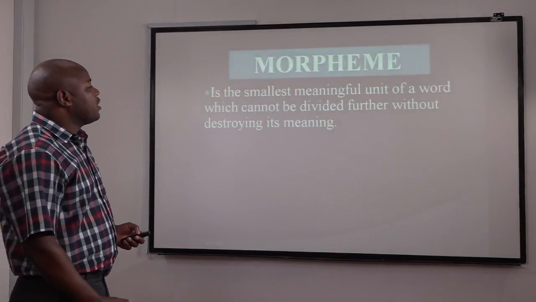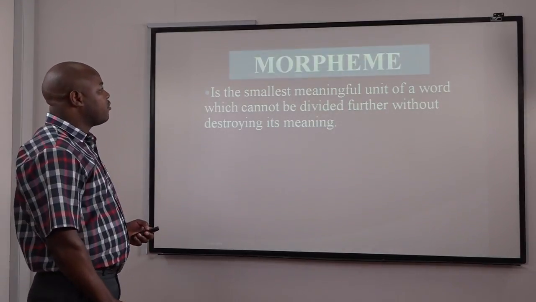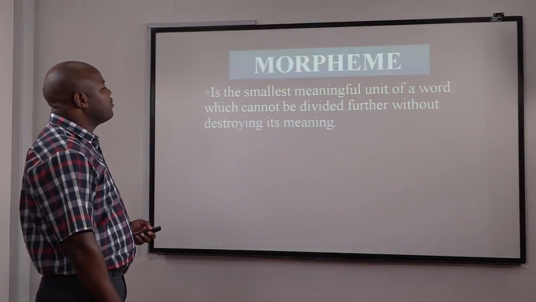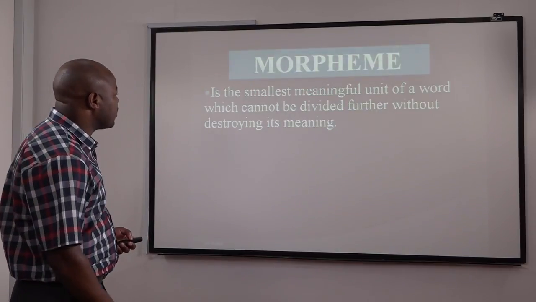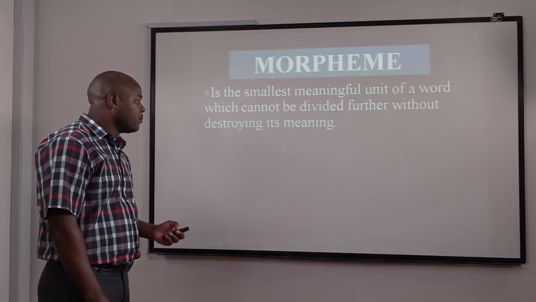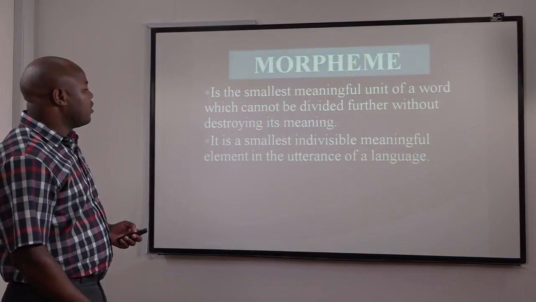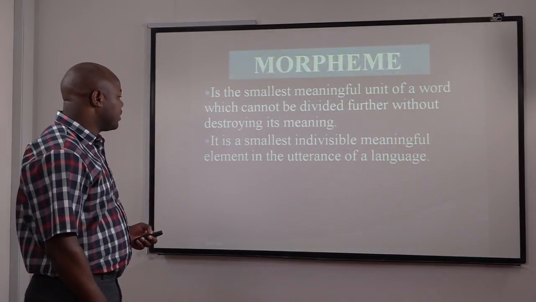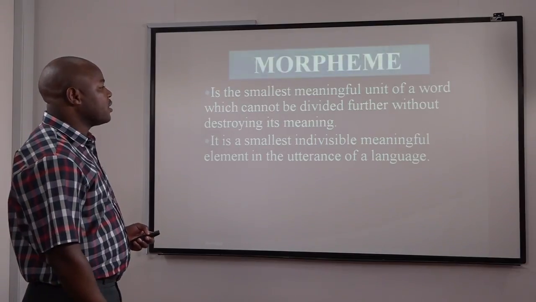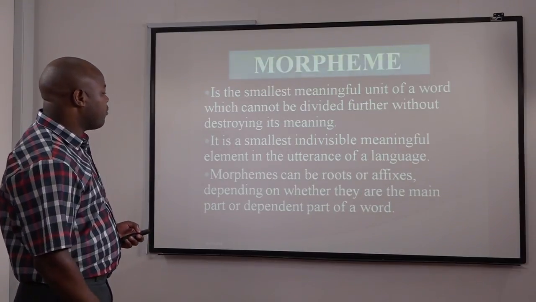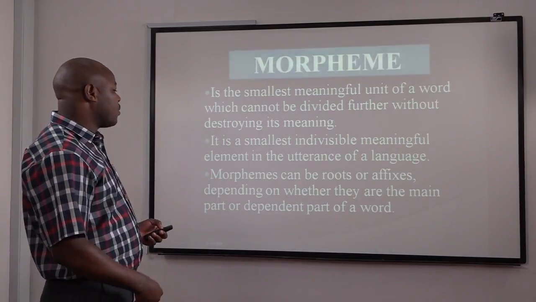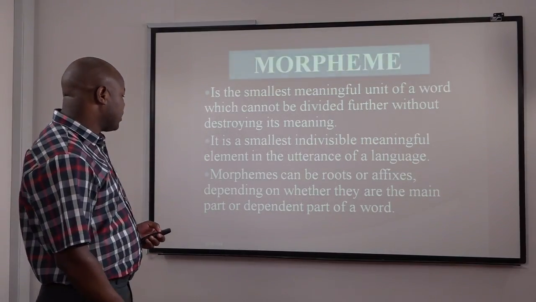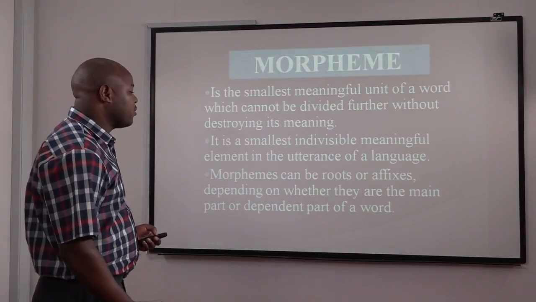Now let us look at the meaning. What is the meaning of the term morpheme? Morpheme is the smallest meaningful unit of a word which cannot be divided further without destroying its meaning. It is the smallest indivisible meaningful element in the utterance of a language. Morphemes can be roots or affixes, depending on whether they are the main part or dependent part of a word.